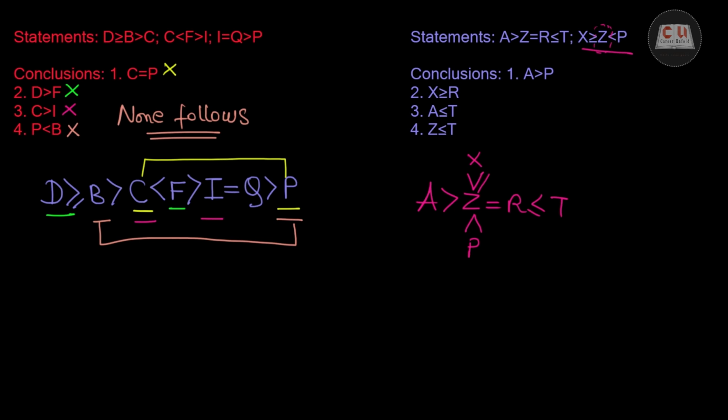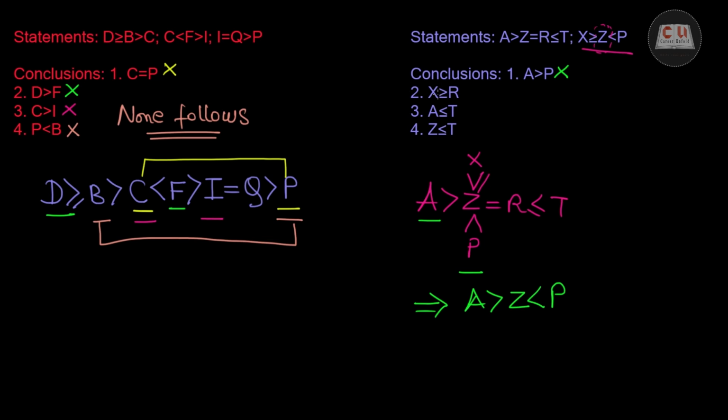Now let's get to the conclusions. A and P. Now if you visualize this, it is as good as A is more than Z and Z is less than P, right? So what do we see here? Two opposing signs, thus it is not valid. This one would not follow.